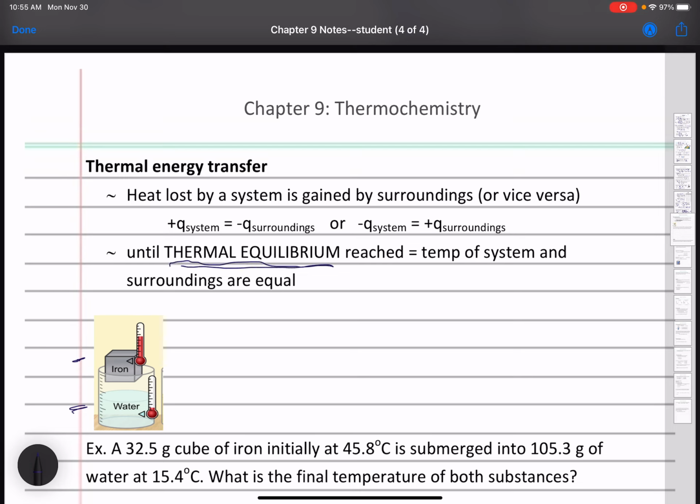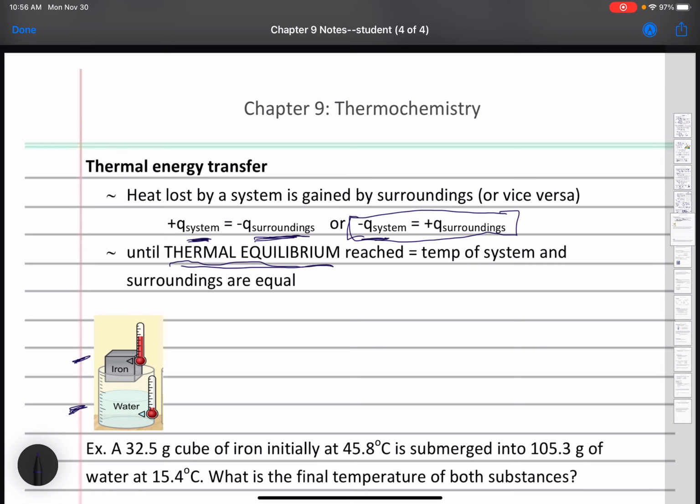All right. So we want to figure out, in that case, not just the heat that's lost by the iron, but the amount of heat that's gained by the water. And of course, the heat that's lost by the system, the iron block, is going to be equal to the heat that's gained by the water, the surroundings, or vice versa. I guess this equation here would be if the system was getting hotter and the surroundings were getting warmer. This would be a better equation to represent what's happening with hot metal.